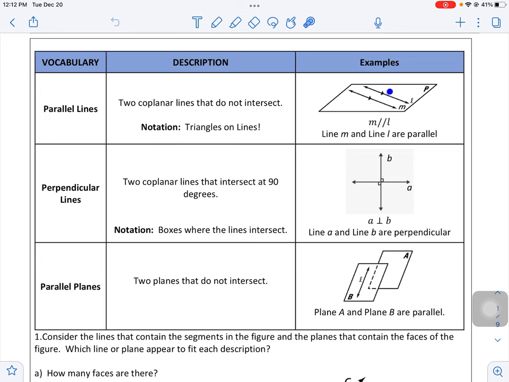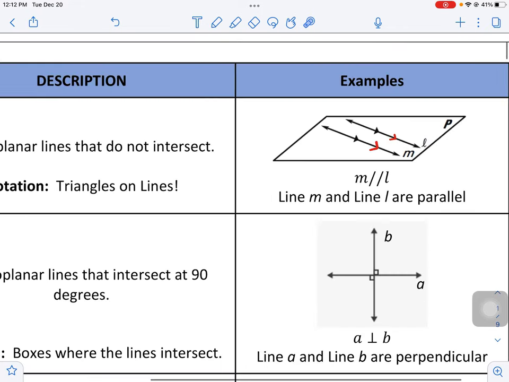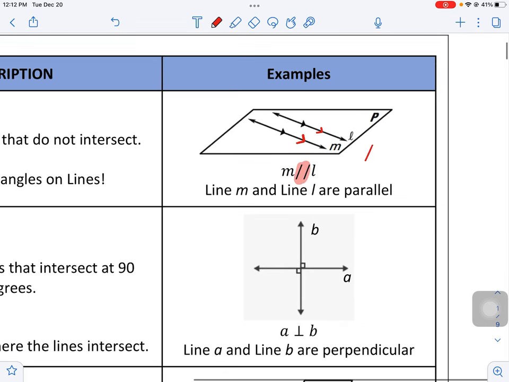And these little triangles on here denote that they are parallel. If you ever see these little triangles, or sometimes little arrowheads, that's showing you that those two lines are parallel. So in here, here's line M, here's line L. So M is parallel to L. These two symbols mean parallel. Parallel, once again, means they do not intersect.